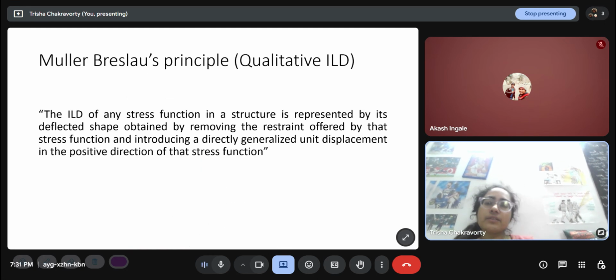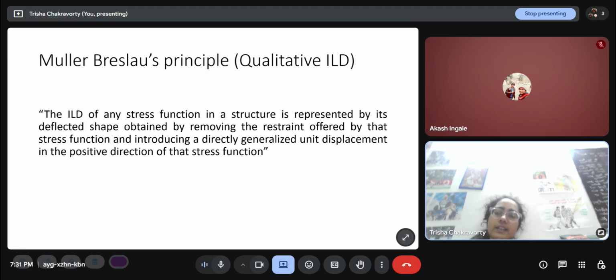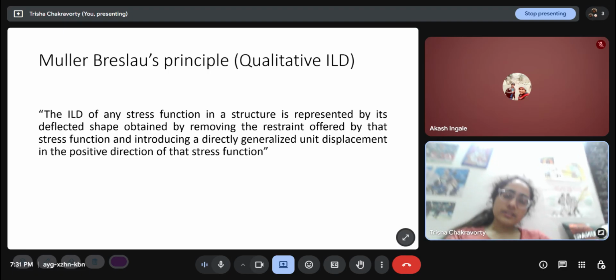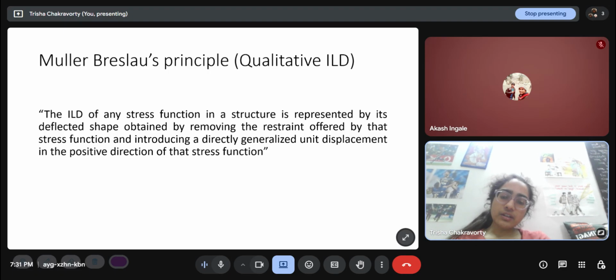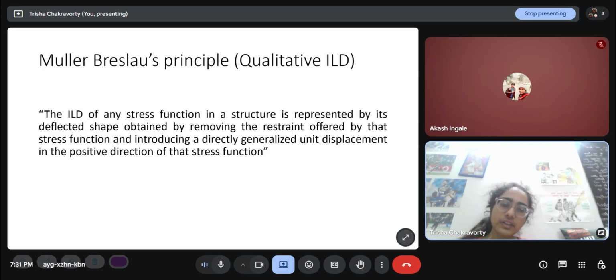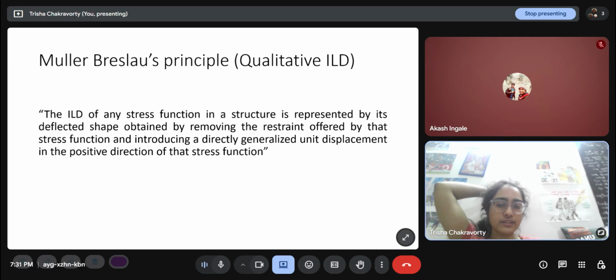Now, the Muller-Breslau principle, qualitative ILD: the ILD of any stress function in a structure is represented by its deflected shape, obtained by removing the restraint offered by that stress function and introducing a generalized unit displacement in the positive direction of that stress function.